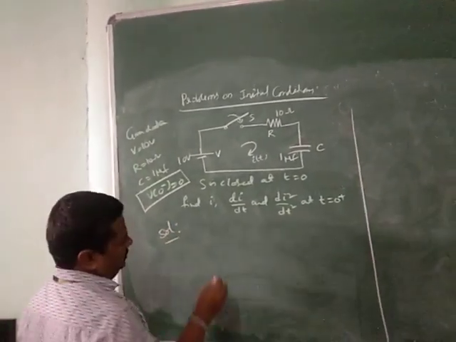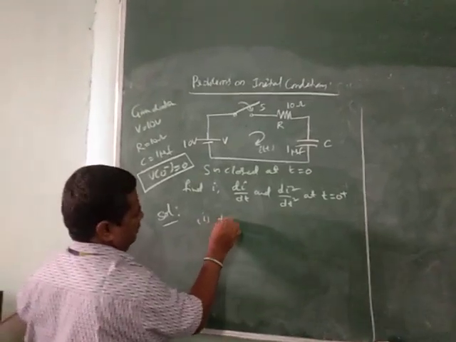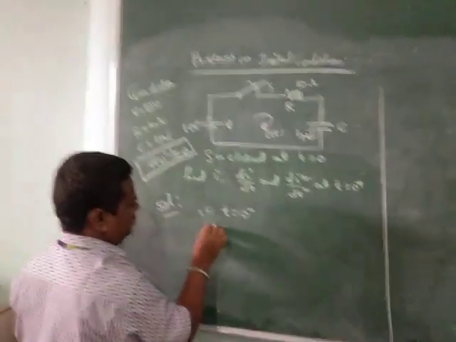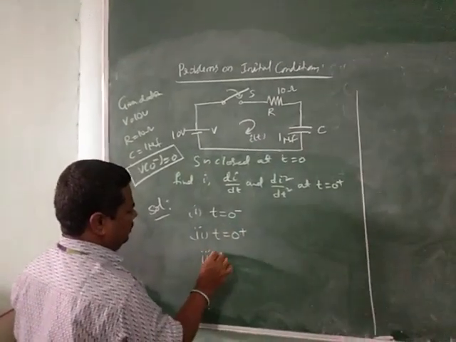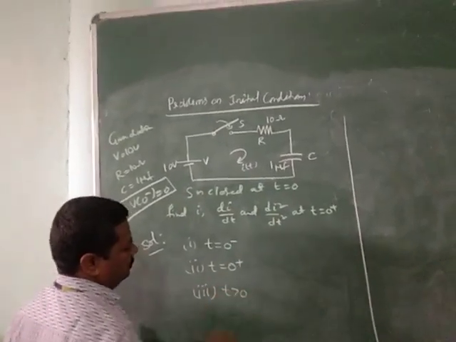The solution also same as previous, t is equal to 0 minus, t is equal to 0 plus and t greater than 0.